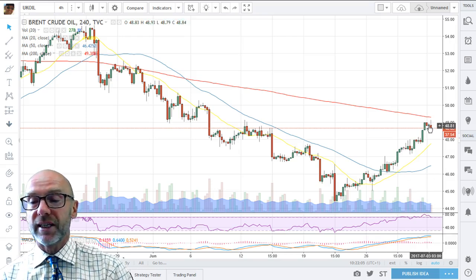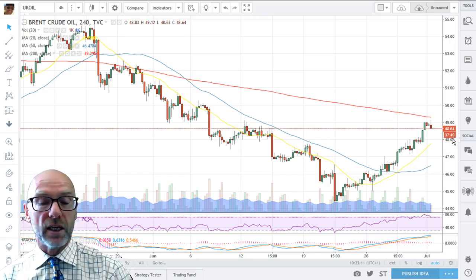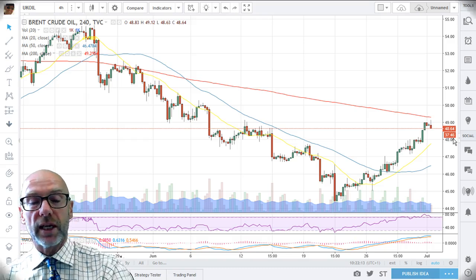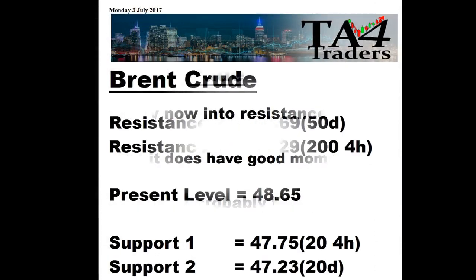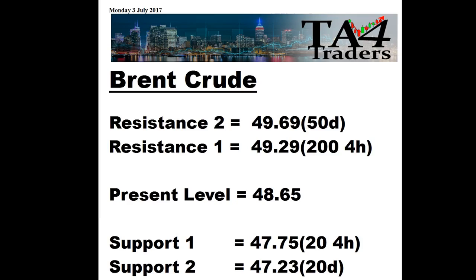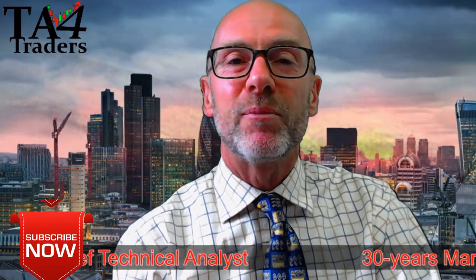So as I said, the rally could continue with the positive momentum. The 50 level is the key, especially on the daily. Looking at the support and resistances, we've got first resistance at that 200 from the 4-hour, 49.29. Then at the 50-day at 49.69. Oops, sorry, I pressed the wrong button. Then we've got support, so one at 47.75 and 47.23.